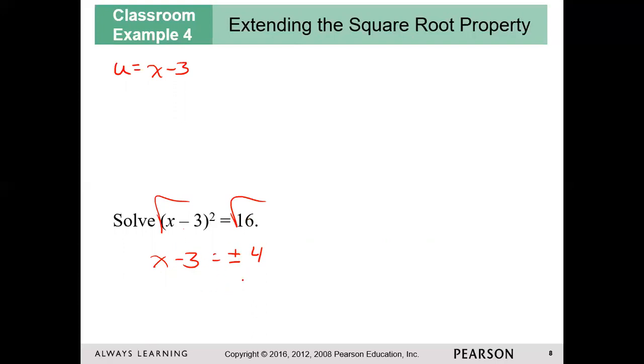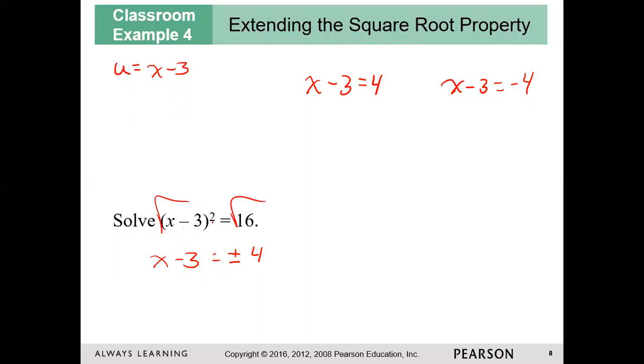And what's going on here now is we have two different equations. We have one where x minus 3 is equal to 4, and another that says x minus 3 is equal to negative 4. So this is where we break this up and solve both of these equations. We've got to sort of divide and conquer these two solutions here.